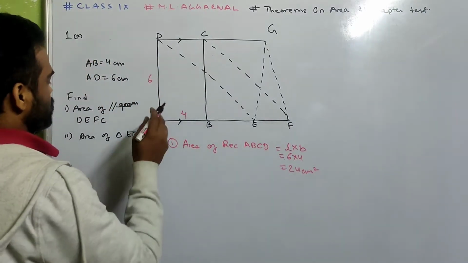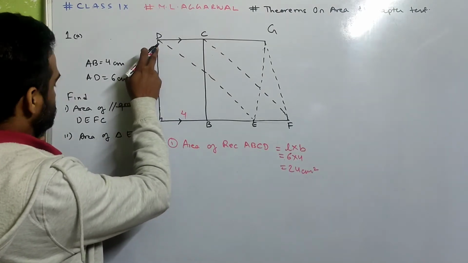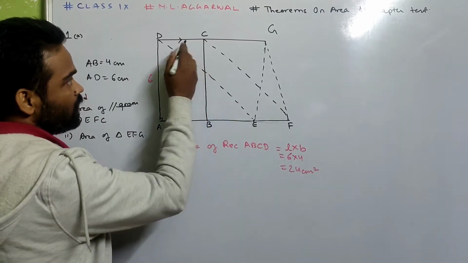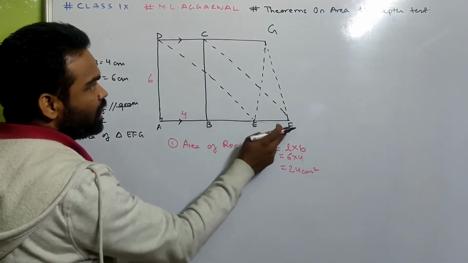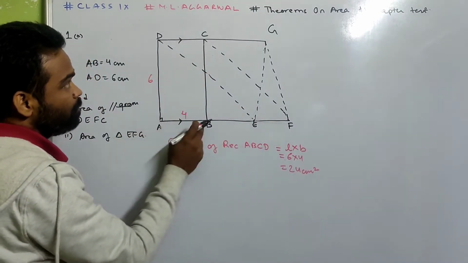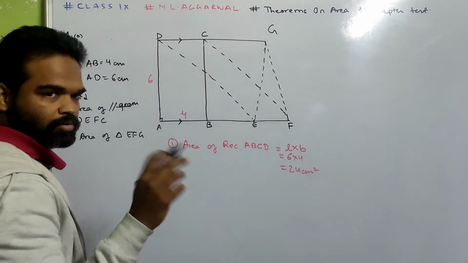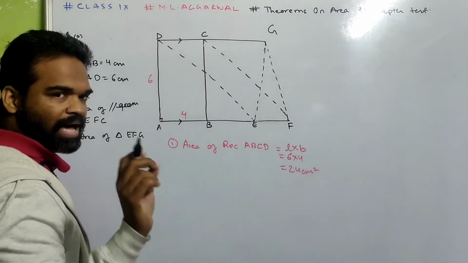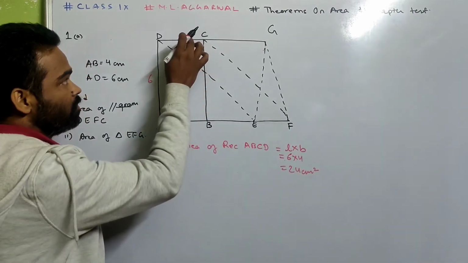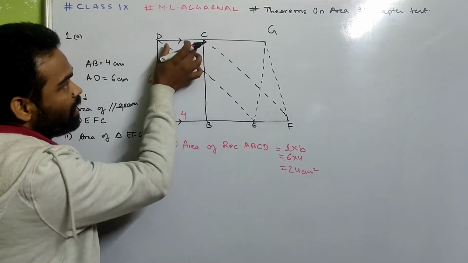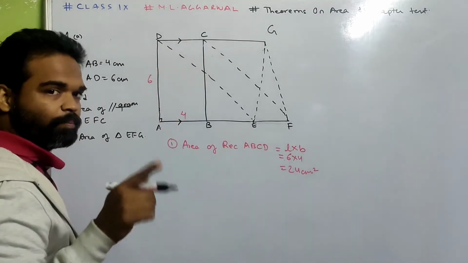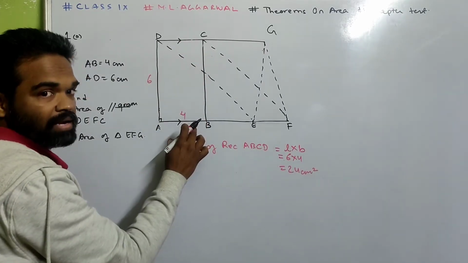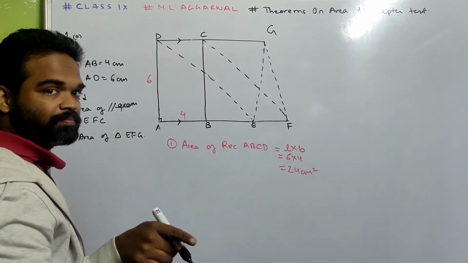Now look carefully. Do you see the parallelogram DEFC? The area of this parallelogram DEFC and the area of ABCD will be the same, because ABCD is a rectangle, that's a parallelogram, and the parallelograms are within the same parallel lines and have the same base. If two parallelograms have the same base and are between the same parallel lines, then the area is the same.